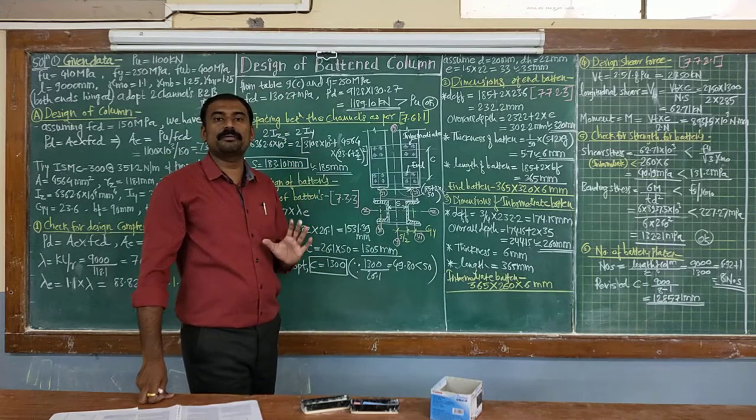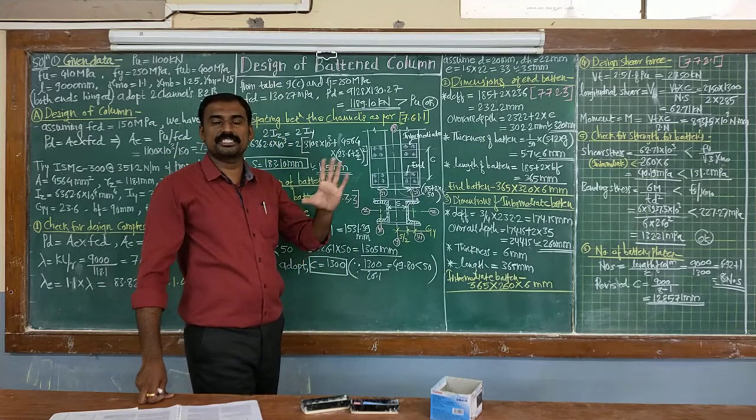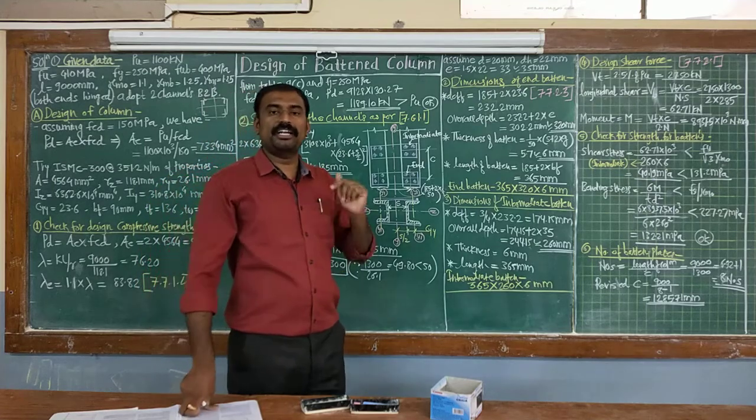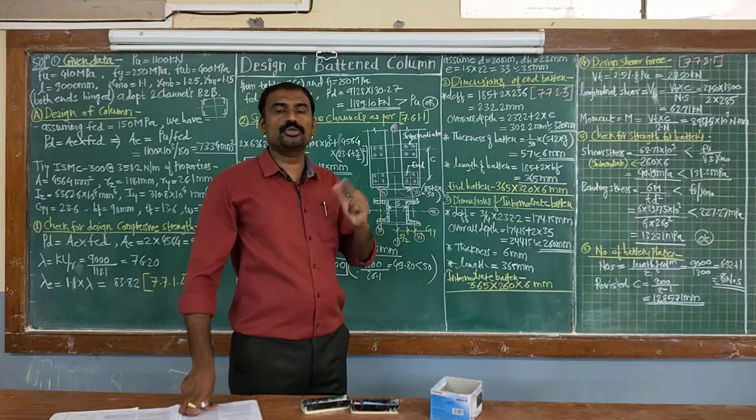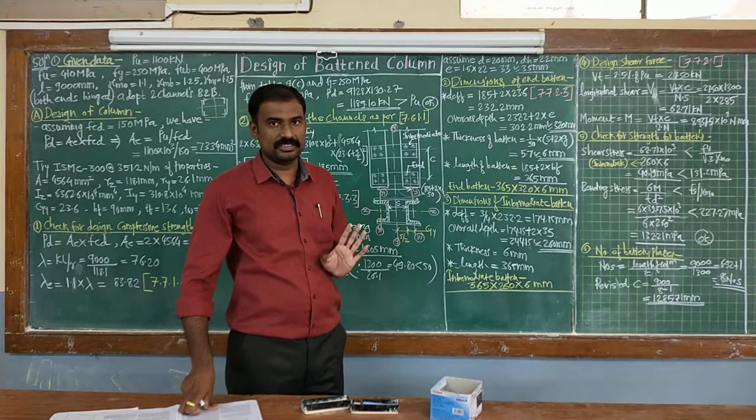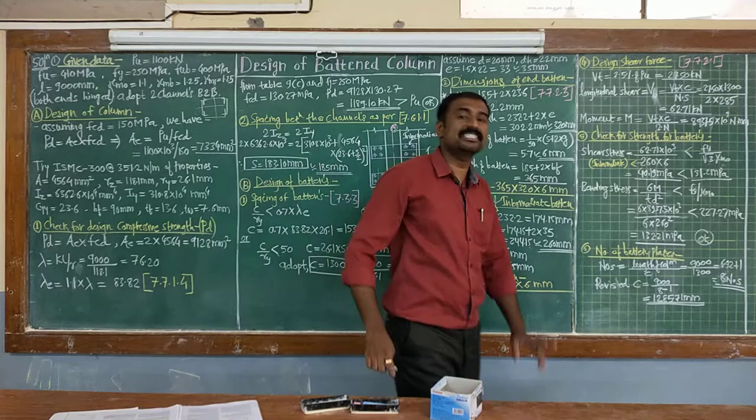Suppose we name the battens as batten 1, 2, 3, 4, 5, 6, so a total of 8 battens will be there. Batten 1 and batten 8 are end battens, and batten numbers 2 to 7 are your intermediate battens. Correct? Now the next step after this is the design of connections.